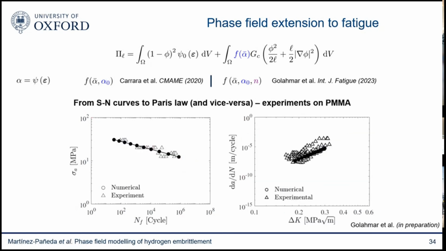And in fact, we can show this. This is, for example, experimental data for PMMA. We calibrate the model only with an S-N curve, and we're able to predict fatigue growth rates. We could have done it the other way around as well. I think that this is quite promising. For metals, it's a bit more complicated, don't get me wrong. But I think it's quite promising that you have a tool where you give an S-N curve and you're able to capture Paris law behavior.